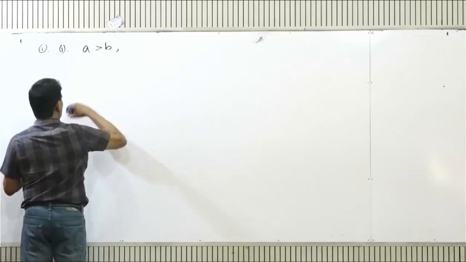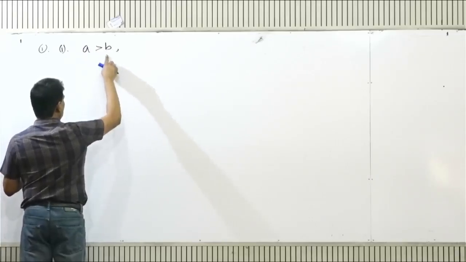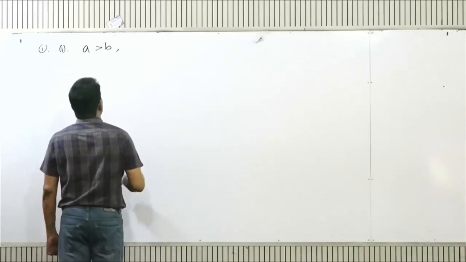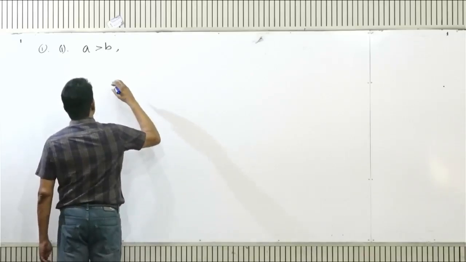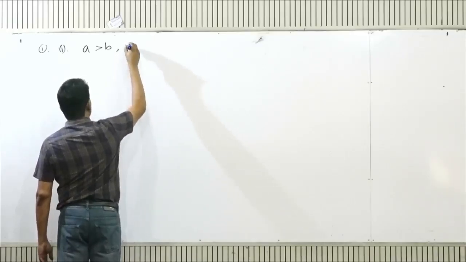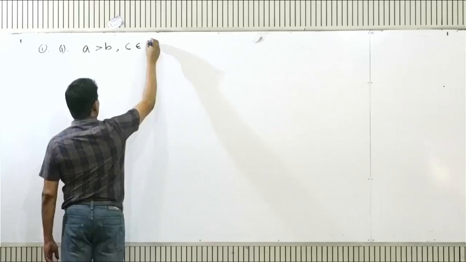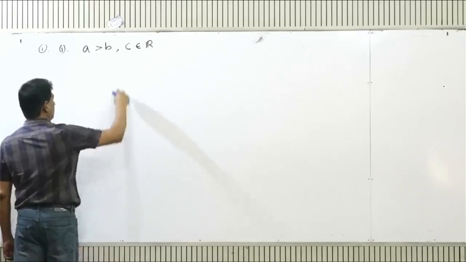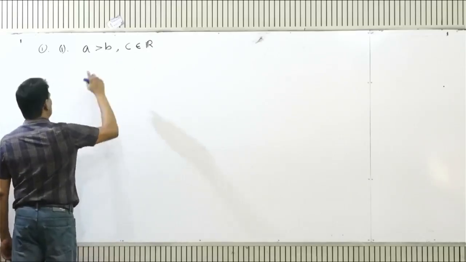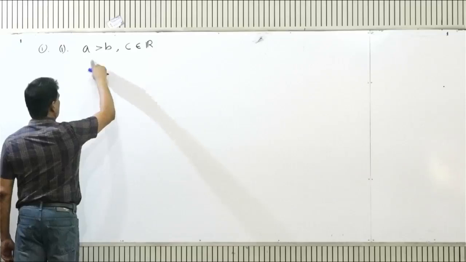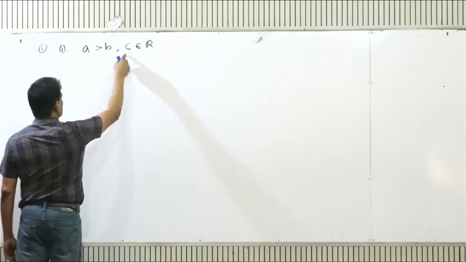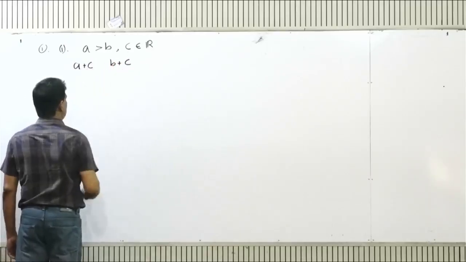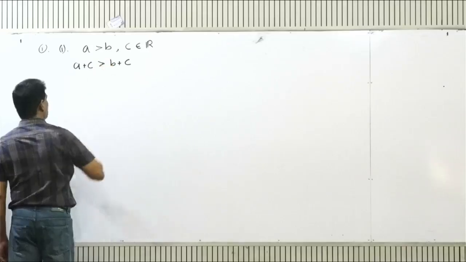if A is greater than B, there is an inequality, A is greater than B. Here C is an element of the real number set. That means C is a real number. Then we can add C to both sides of the inequality. Then the left side becomes A plus C, the right side becomes B plus C, and the inequality mark does not change. That is the law.